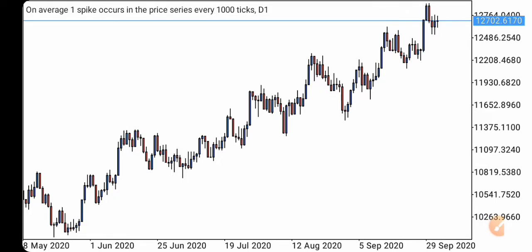We'll be talking about how to identify support and resistance zones, key support and resistance zones on charts.